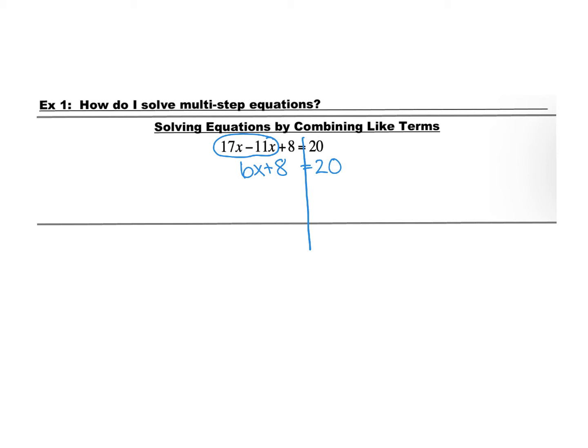All right, so now we're ready to start isolating the variable. So I'm going to minus my 8. I'll have 6x then is equal to 12, and then I'll divide by 6, and x is then going to be equal to 2.